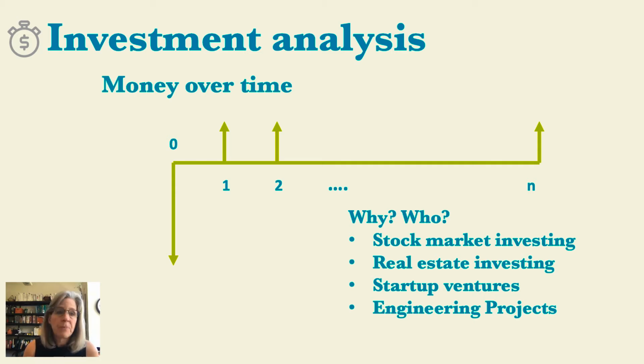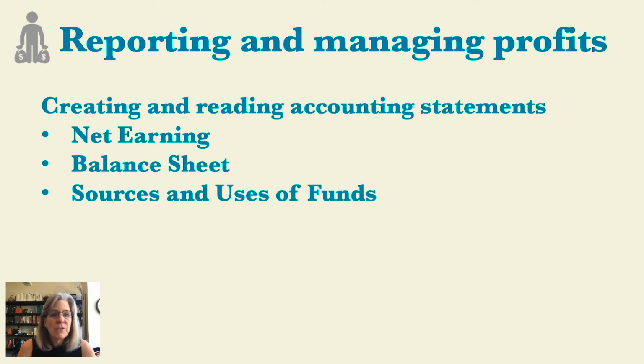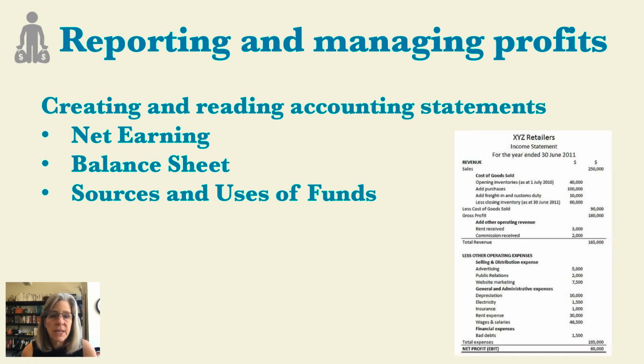Now, the second type of analysis methods that we're going to be looking at is reporting and managing profits. So in this case, we're going to dive a little bit into accounting and accounting statements and try to understand what they mean. So there's 3 basic kinds of accounting statements that we're going to be looking at: net earnings, balance sheets, and sources and uses of funds. And this is just an example of an income statement, which is very much the same thing as a net earnings statement.